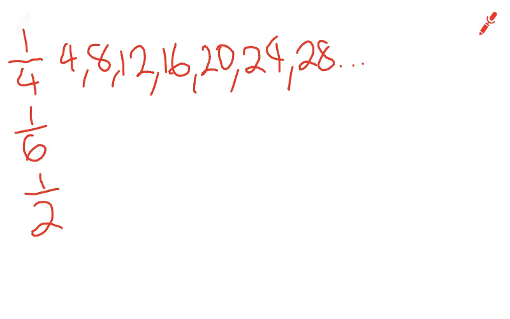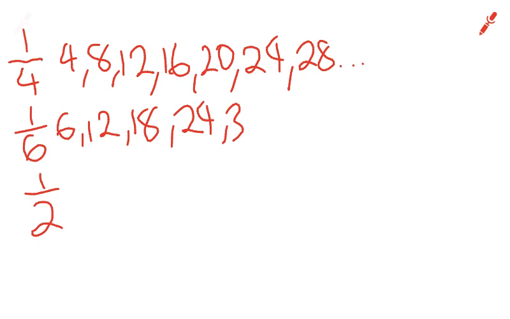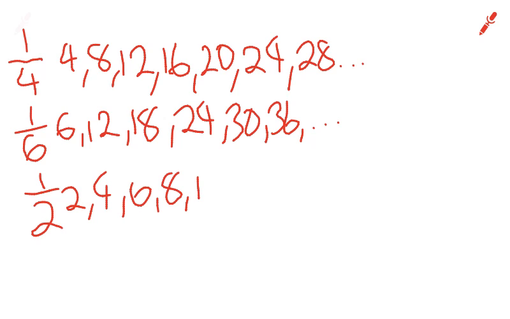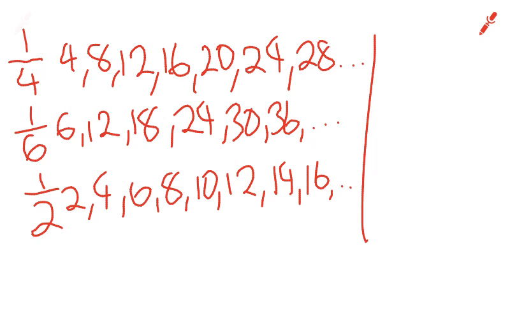What about for 6? What are multiples for 6? 6, 12, 18, 24, 30, 36. Multiples for 2? 2, 4, 6, 8, 10, 12, 14, 16. Good.